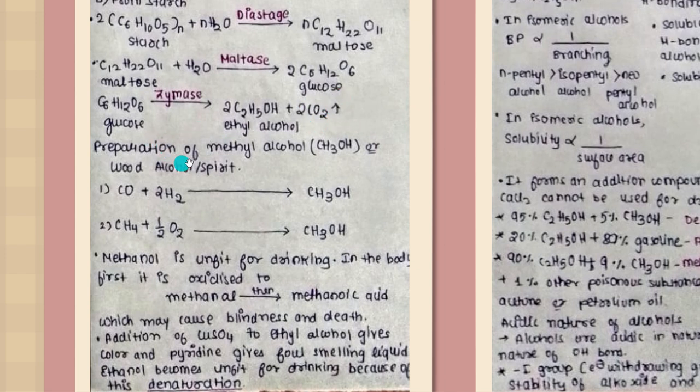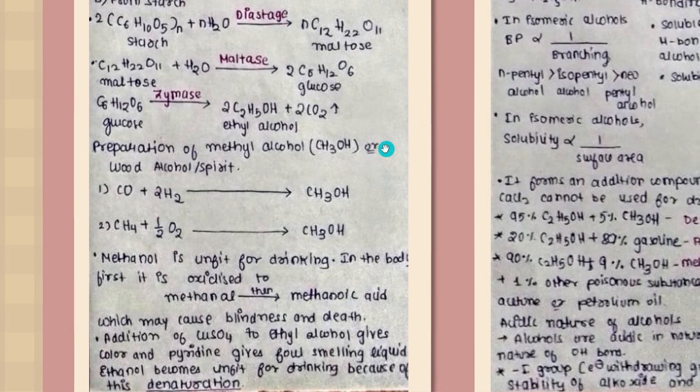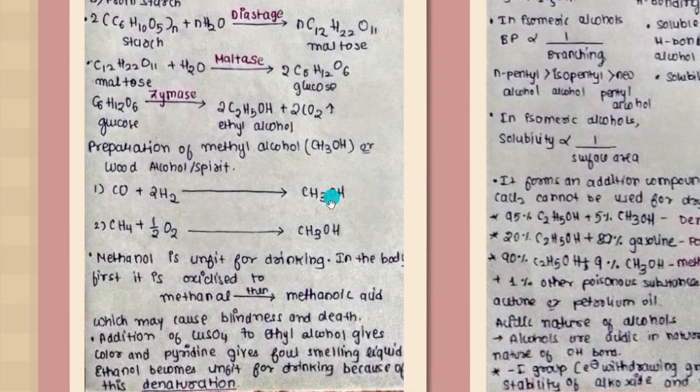Now coming to the preparation of methyl alcohol or wood alcohol or wood spirit. This methyl alcohol can be prepared by reaction of carbon monoxide with 2H2 giving CH3OH. It can also be prepared by CH4 plus half O2 giving CH3OH. Methanol is unfit for drinking. In the body, first it is oxidized to methanal, then into methanoic acid.